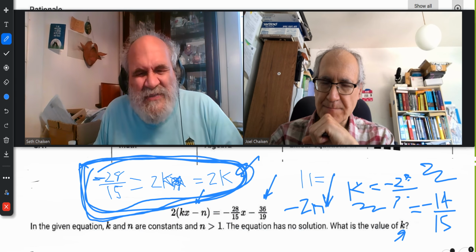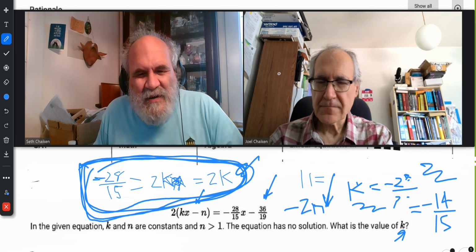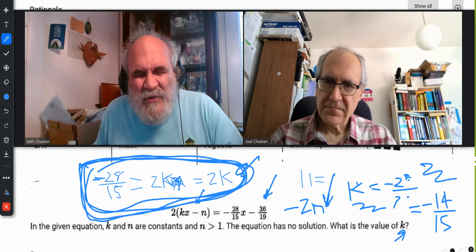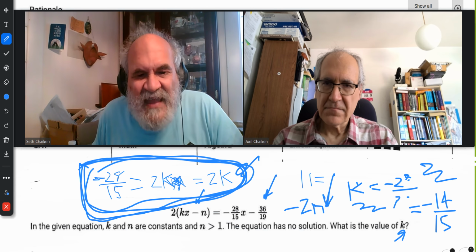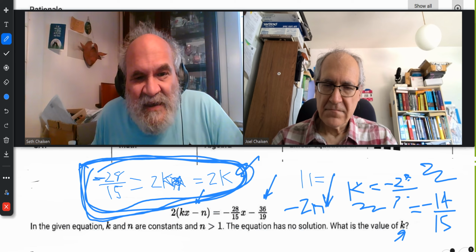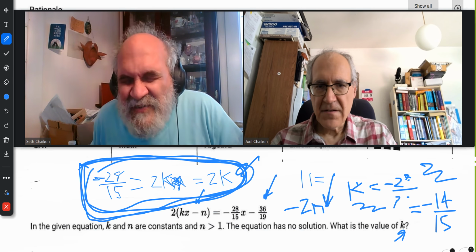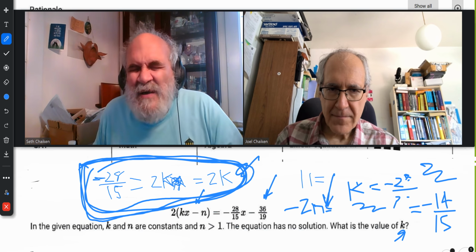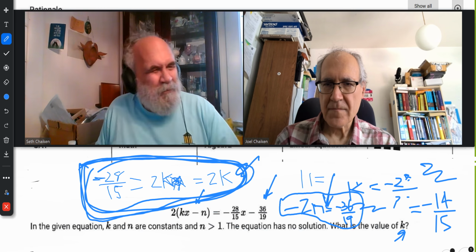The more routine thing is, after picking k to be negative 14/15, you could simplify the equation and get that the resulting equation is negative 2n equals negative 36/19. Right, that's exactly what we have here now. So we have an equation between two constants.